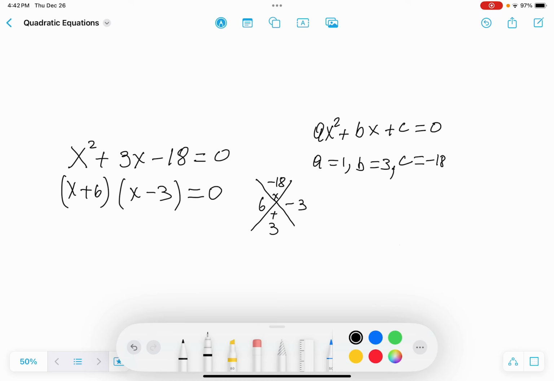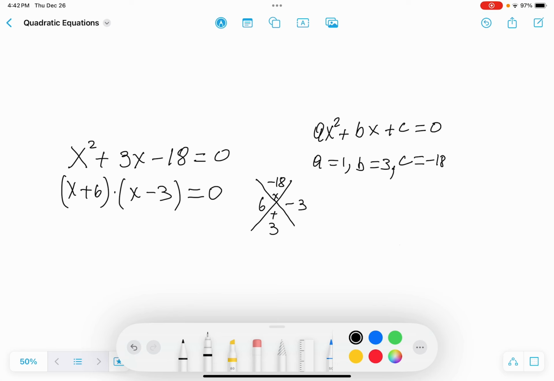Now I'm looking to find x. I'm expecting to have two solutions. Anytime I have x squared, I'm looking to get two solutions. And I'll solve this equation by solving two small linear equations. So we have a product here, and the product is equal to 0.